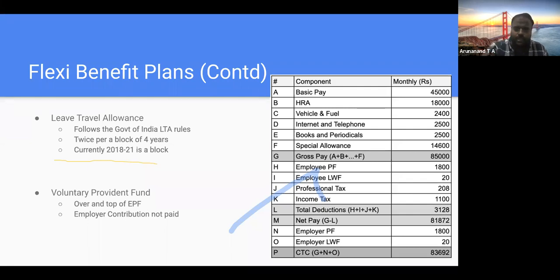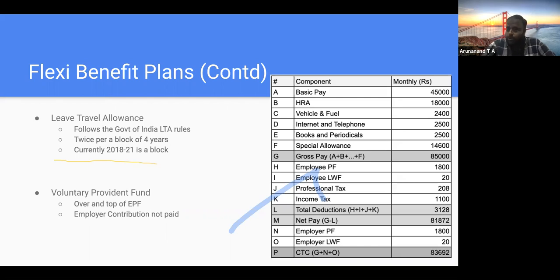And that is why the earlier pay slip has changed like this. If you have a look at it, basic pay is 45,000 intact, HRA is 18,000 intact. Now we have some components: vehicle and fuel, somebody has chosen 2,400 per month, internet is 2,500, books and periodicals is 2,500, and special allowance is 14,600 only. It was 20,000 before, and the gross pay does not change. It was 85,000 before as well. So what changed? Special allowance changed, and somebody has to pay tax only on basic pay and special allowance here.